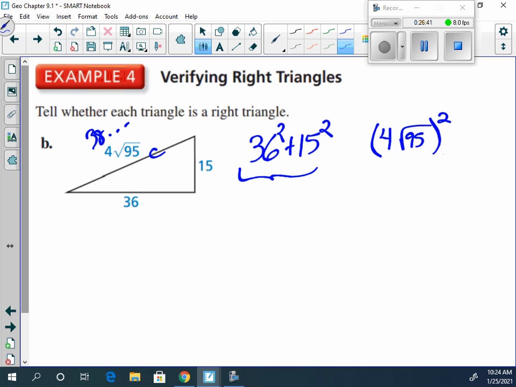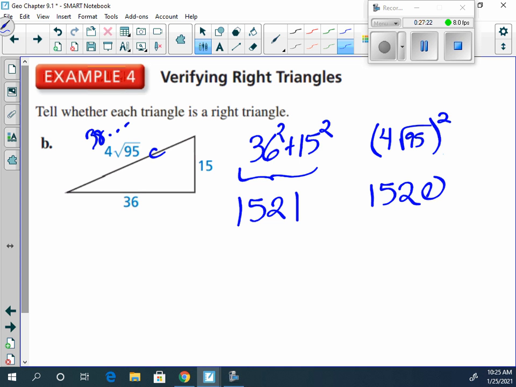Now again, we could type this straight into the calculator. You can type in 36 squared plus 15 squared, and it would give you a number. And that number would be 1,521. And we can do the same thing with 4 square root of 95. Now again, when you type in 4 square root of 95 squared, you've got to make sure that there are parentheses around the 4 and the square root of 95. And if we type this in, we will get 1520.